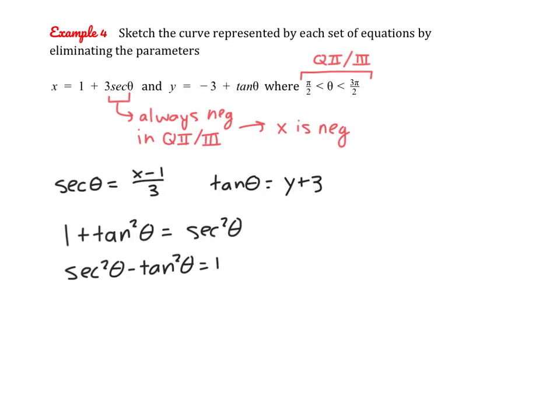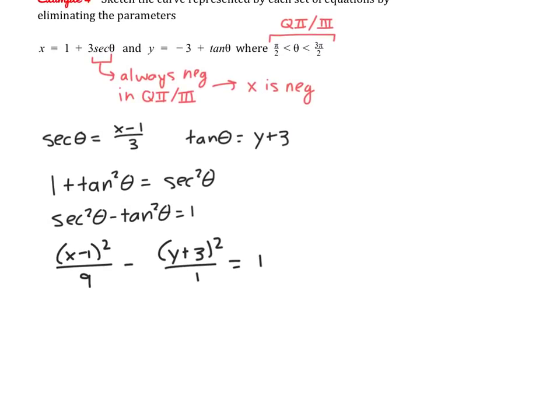So let's substitute what we know. If I take the secant value and I square it, I have x minus 1 squared over 9 minus y plus 3 squared, and I'll say over 1 equals 1. So I can see here that I have a horizontal hyperbola. So remember, we're going to get a shape that looks like this. However, we know that our x value should be negative due to our quadrants and the functions that are used. So we're really going to probably be focusing on this portion of our graph.